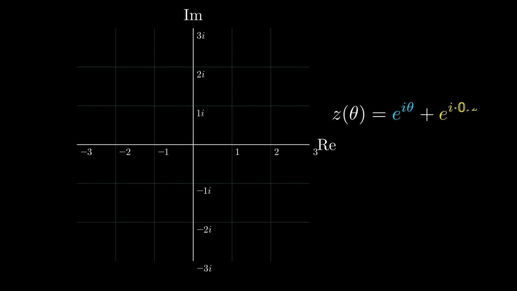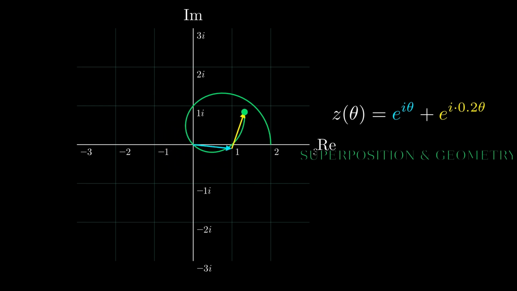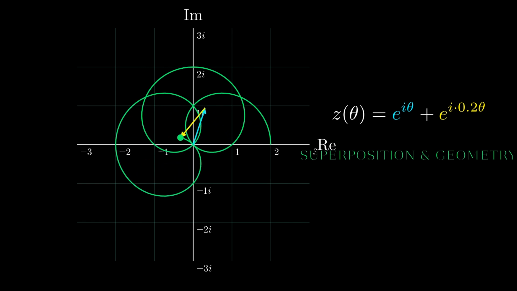What happens when we add two of these rotating vectors together, like e raised to I theta plus e raised to I into 0.2 theta? By superimposing these two simple circular motions, the combined vector traces out a much more intricate, complex pattern. The interaction of rotating frequencies generates geometry.